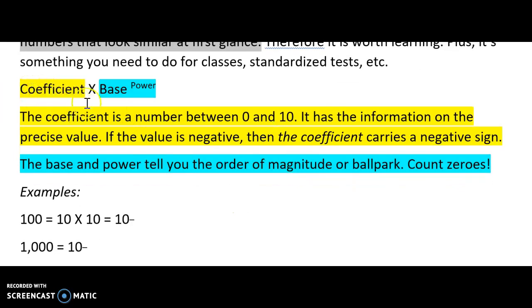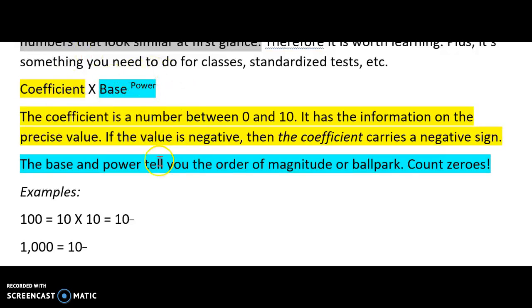In scientific notation, a number is represented by a coefficient times a base raised to a given power. The coefficient is always a number between 0 and 10, and it has the information on exactly what the value is. If the coefficient is negative, then we're talking about a negative number. So if you're trying to express a negative number in scientific notation, you would put a minus by the coefficient.